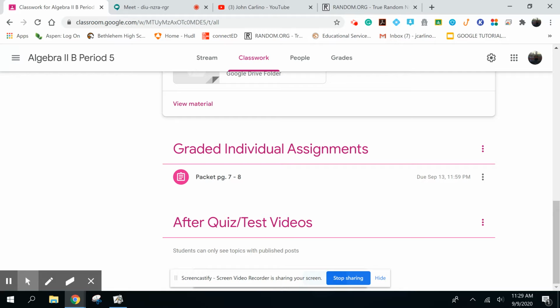Now, I realize I have a couple of you guys that are 100% remote. Here's how it's going to work for you. I will submit the test via Google Classroom as an assignment. You'll take it, and you'll submit it at the end of class.